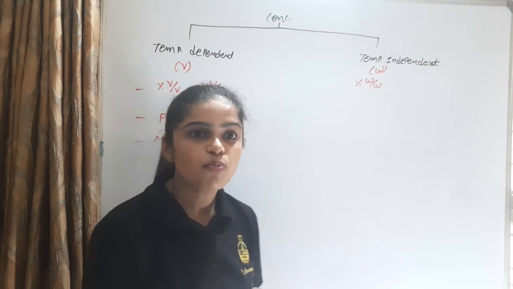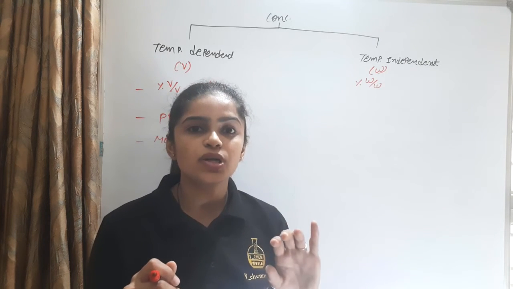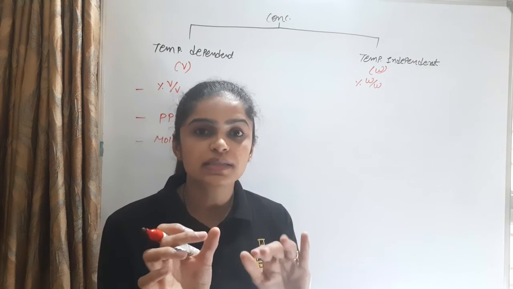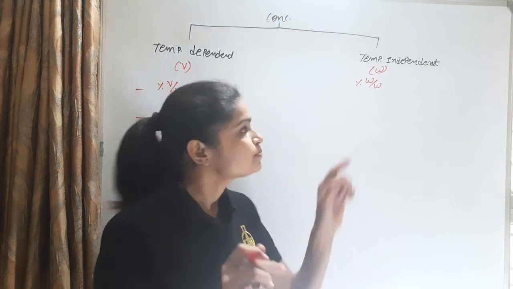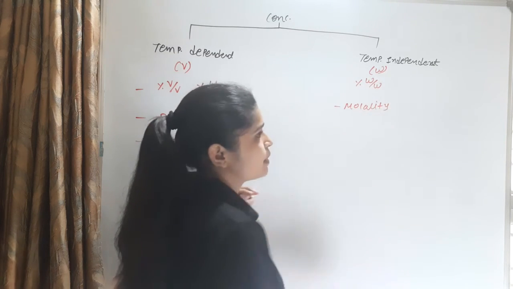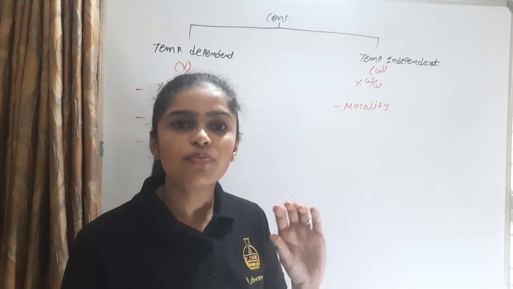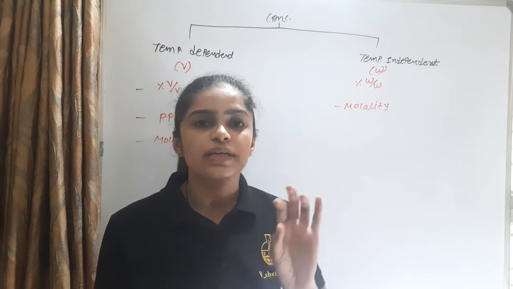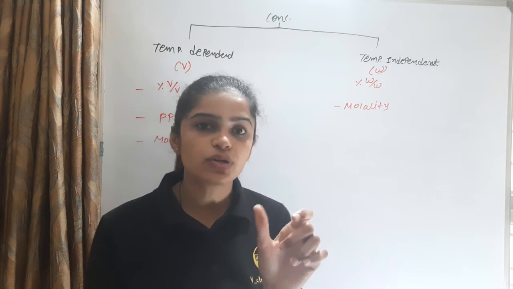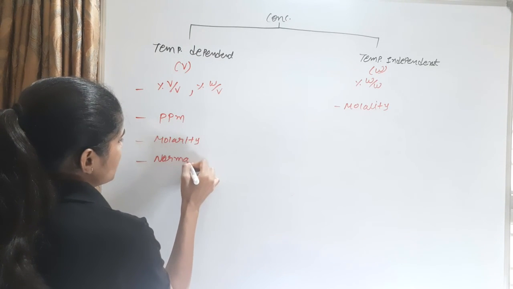Next we consider molality. Molality is the number of moles of solute dissolved in 1 kilogram of solvent. That depends on the weight, so molality is temperature independent. Then next we discuss normality. Normality is the number of gram equivalents of solute dissolved per liter of solution. Since volume is present, normality is temperature dependent.